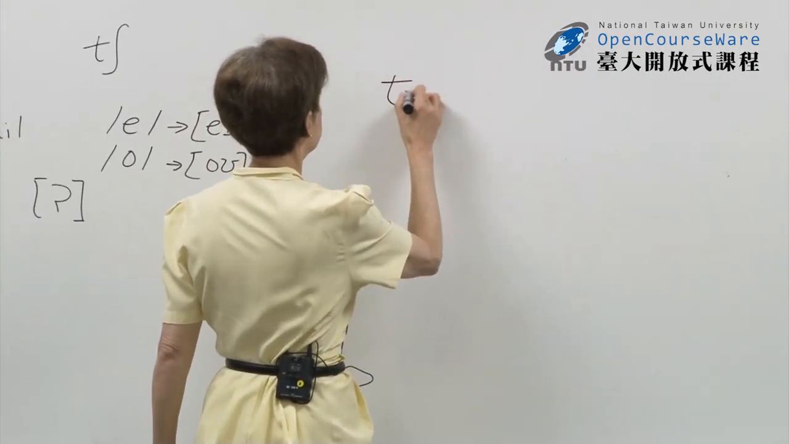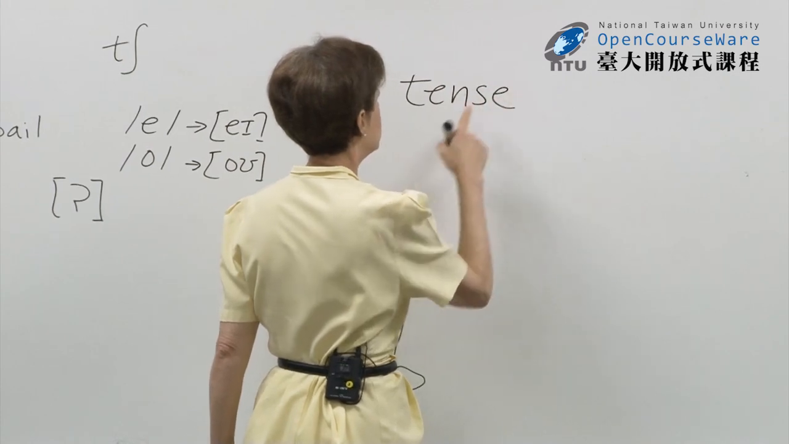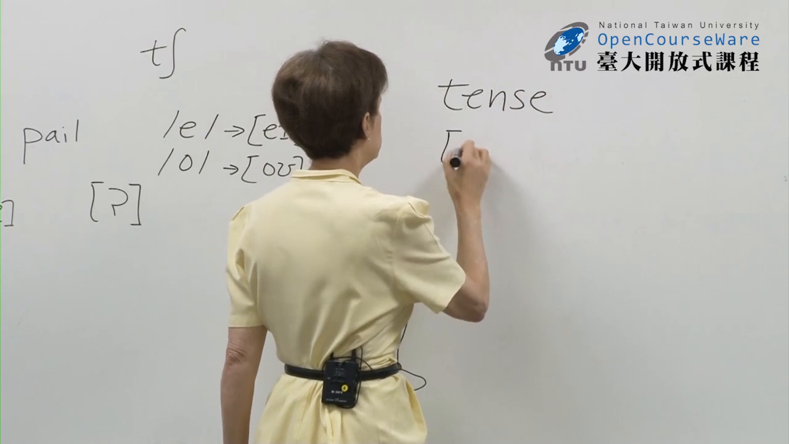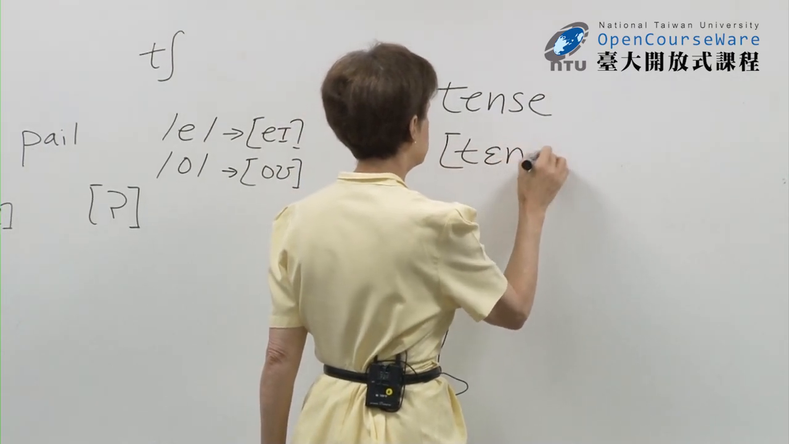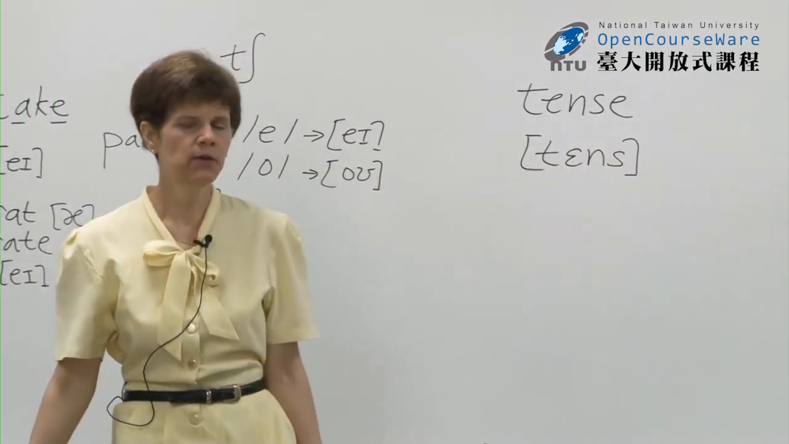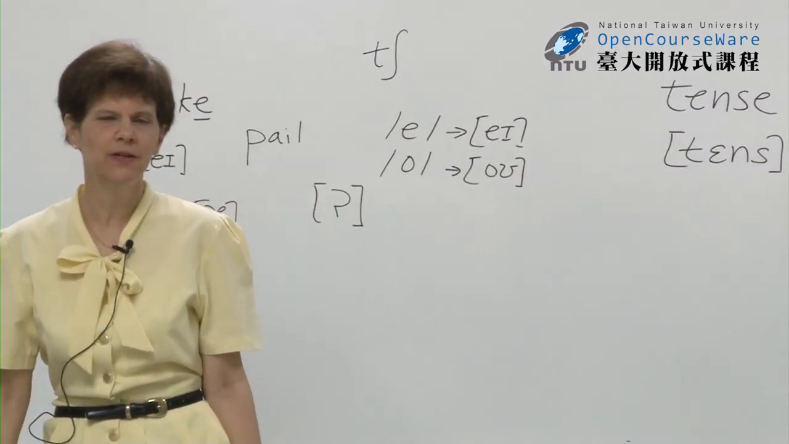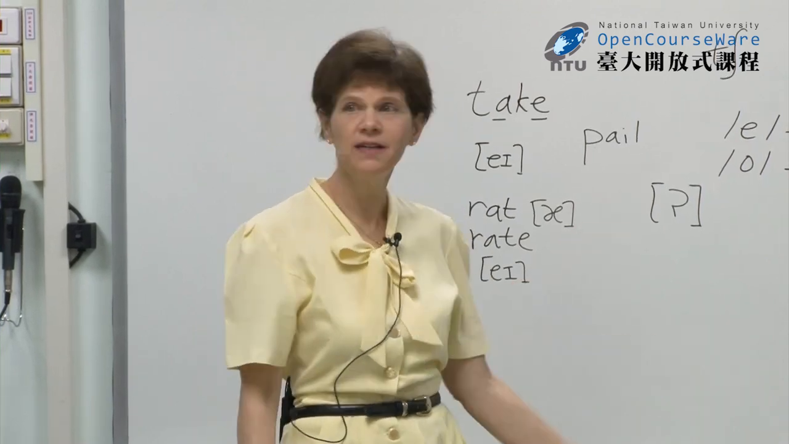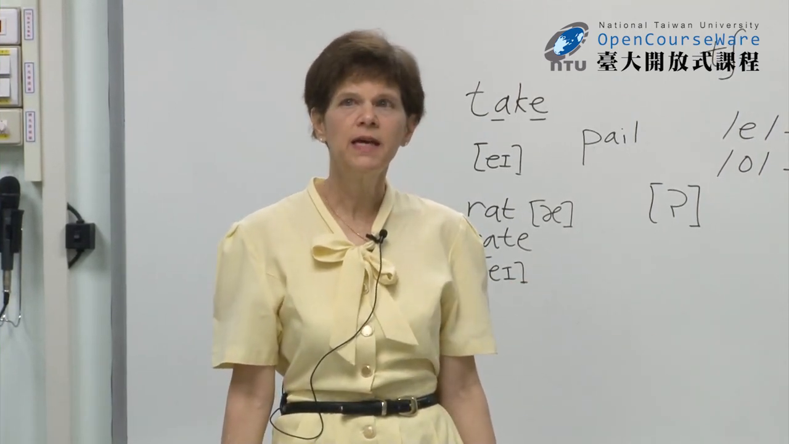Like in the word, and this is a famous one. How do you say this? Tense. And in theory, we would transcribe it like this. Is that right? But listen to how I say it and see if you can hear another sound in there that we didn't transcribe. I'm very tense. I'm really tense. Do you hear another sound in there besides the ones up there?